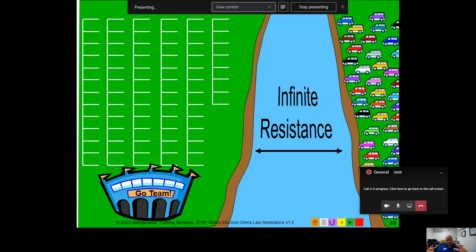This is your OL. This is your open loop. So there's no continuity between the left side and the right side. So it is infinitely open. So this would be like taking your meter leads, sticking them up in the air, putting it on ohms, and it's reading nothing because there's infinite resistance. Like there's no way they're ever going to touch each other.